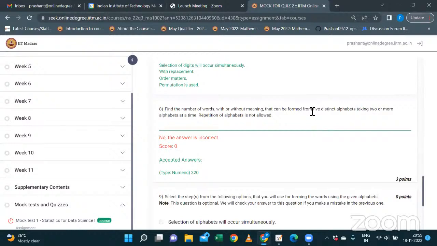Okay, so you got the concept. Suppose I have to make words with the help of these 5 distinct alphabets, taking 2 or more alphabets at a time. So is it okay for everyone, or any doubt in this?